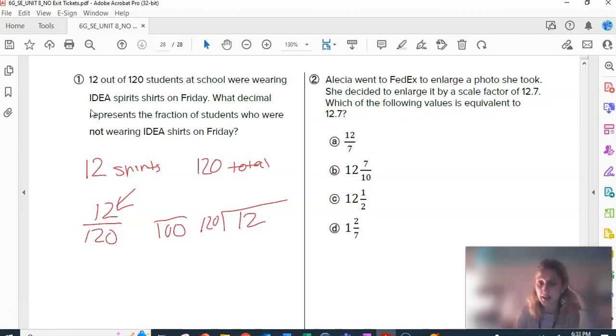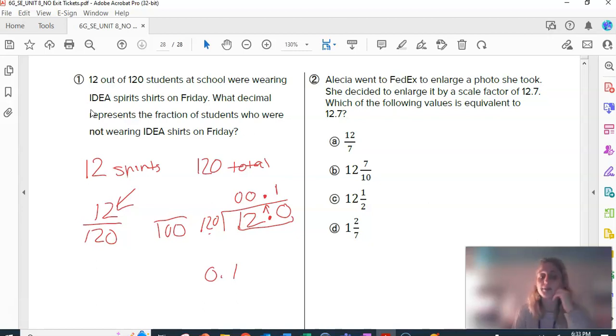So if you have 12, you cannot make a group of 120. You can't make it with 1. You can't make it with 12. I'm going to add a decimal point here and raise it to the roof. And behind my decimal point, I can add a 0. So now this looks like 120. I can make one group of 120 with 120. So that is a decimal that is 1/10 of the whole student population is wearing an Idea shirt.